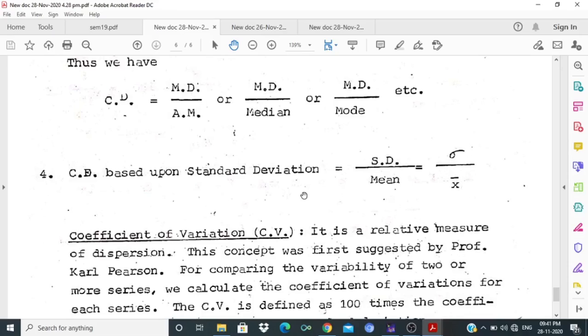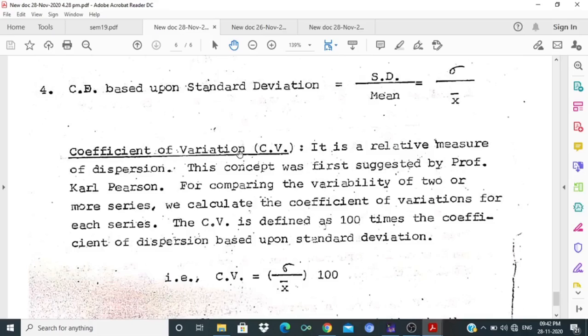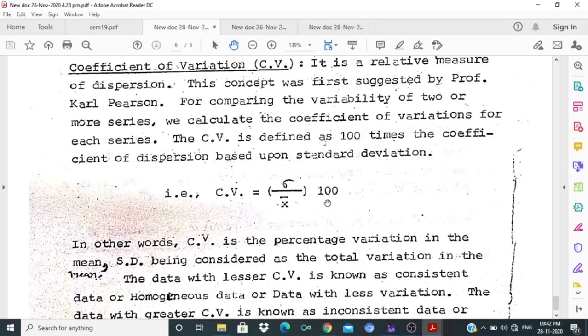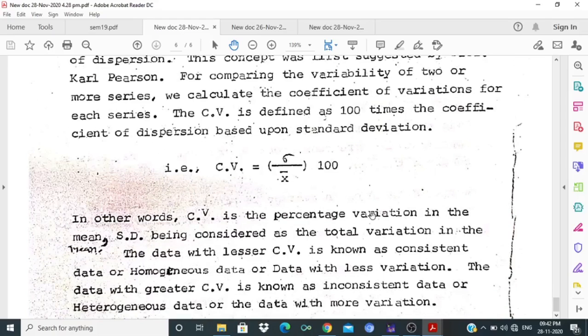If we multiply this coefficient of standard deviation by 100, we get a value called the coefficient of variation. It is a relative measure of dispersion. This concept was first suggested by Professor Karl Pearson. For comparing the variability of two or more series, we calculate the coefficient of variation for each series. The CV is defined as 100 times the coefficient of dispersion, sigma by x bar into 100. In other words, CV is the percentage variation in the mean, standard deviation being considered as the total variation in the mean.